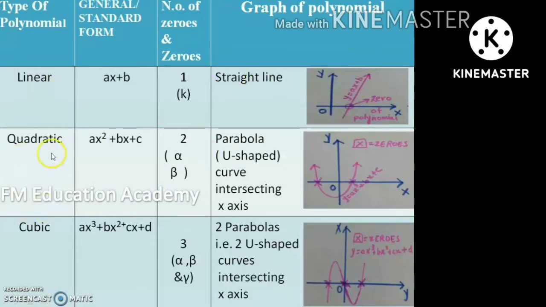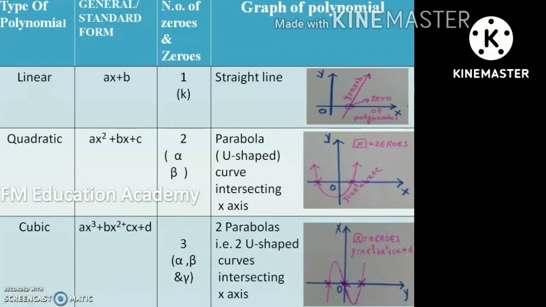Now, what do we mean by a quadratic polynomial? The standard form is ax square plus bx plus c. Okay, you should remember the standard formulas. And the number of zeros here is 2. Why? Because the degree is 2. And what are the zeros? Zeros are known as alpha and beta. Always, a quadratic polynomial will have a U-shaped curve. It can be either open upwards, okay, or it can be open downwards.